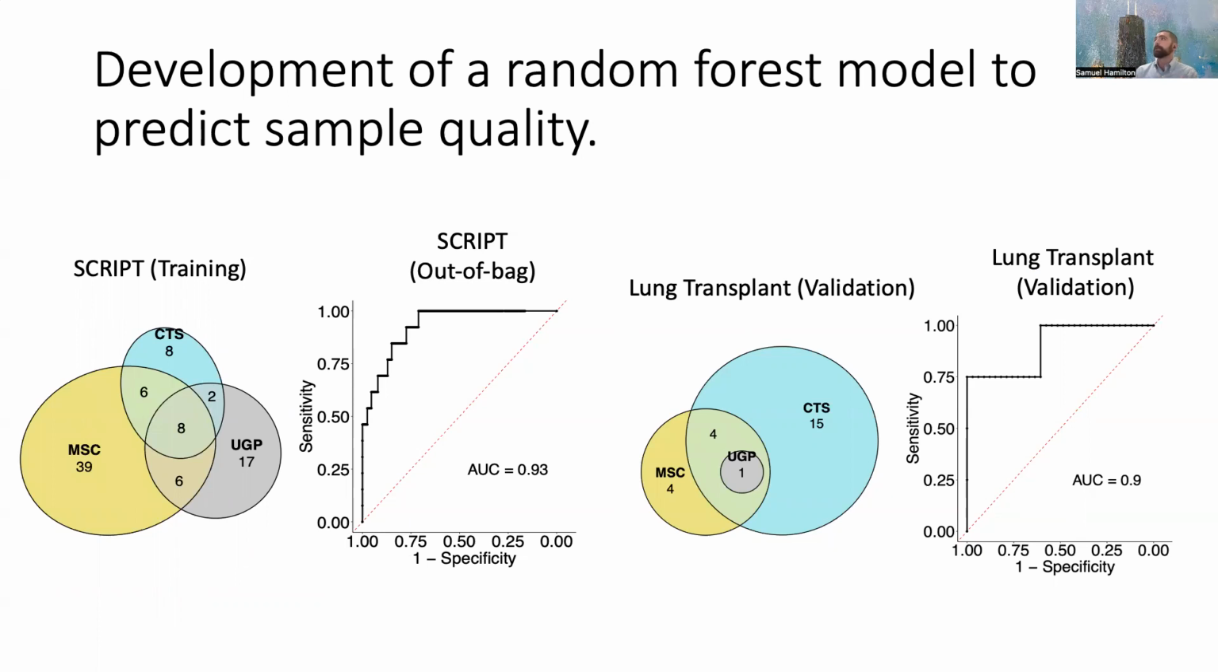And so we found that we were able to predict which samples were good or poor with very good accuracy, with an area under the receiver operating curve of around 0.93. We then tested this on an external data set, a lung transplant data set of 52 alveolar macrophage samples, and received a similar high accuracy of 0.9, indicating our model was not overfit to the specificities of the SCRIPT data set.